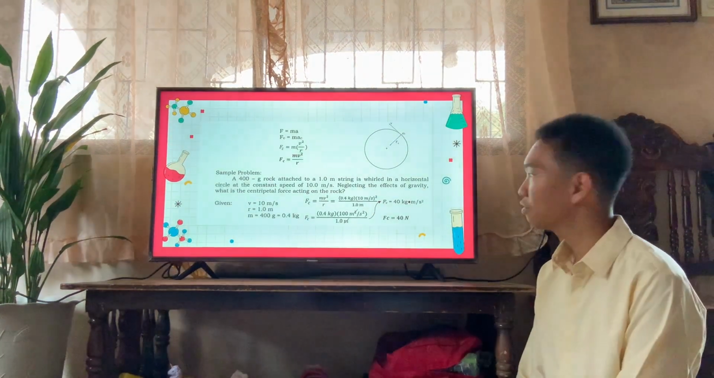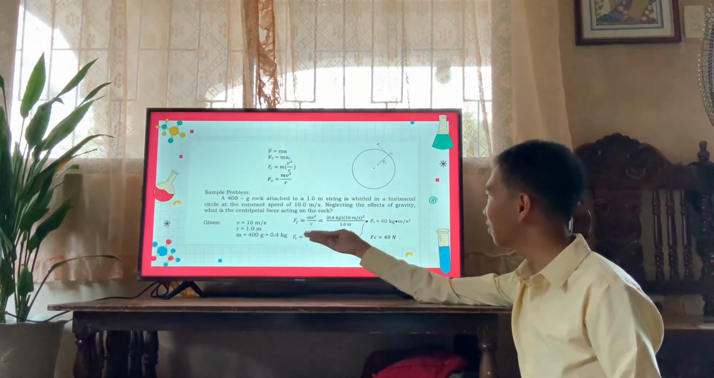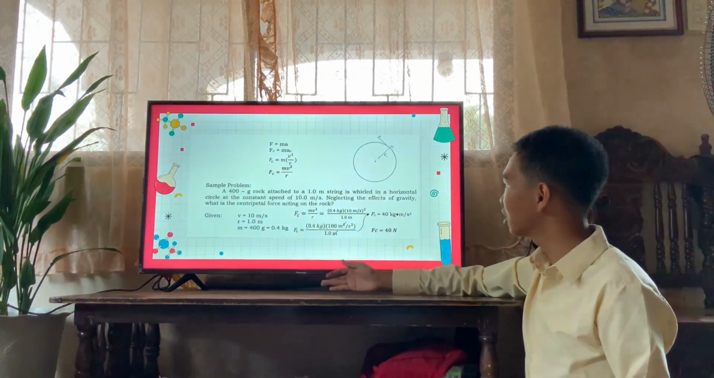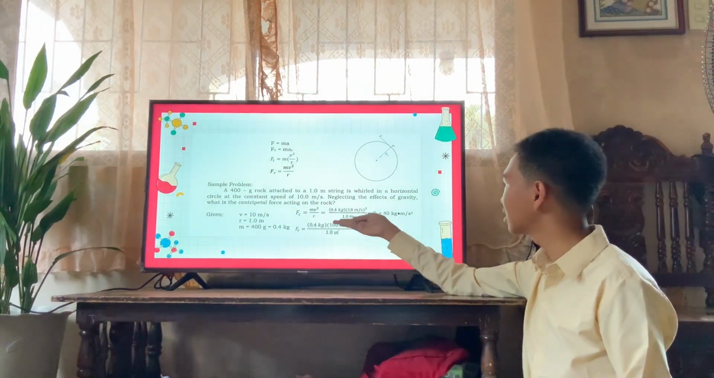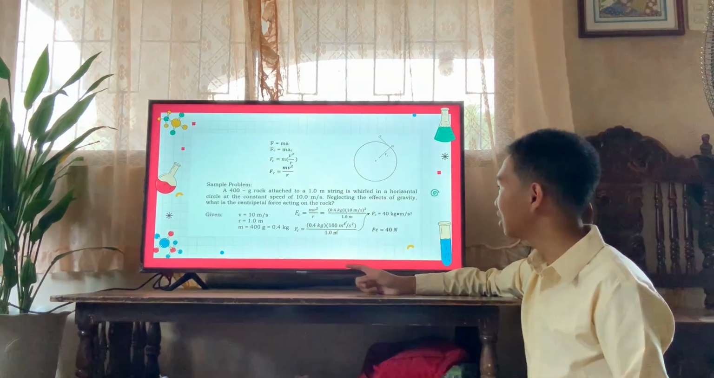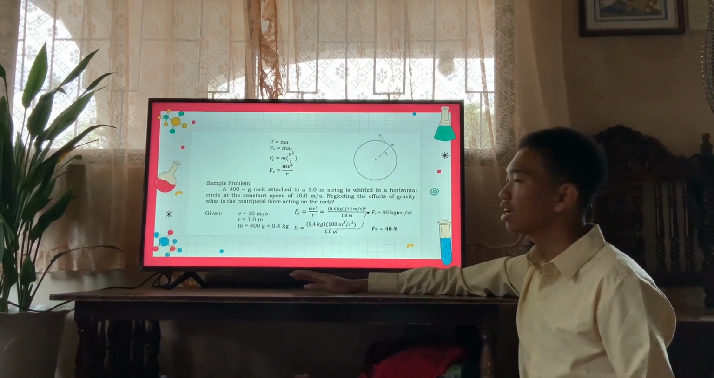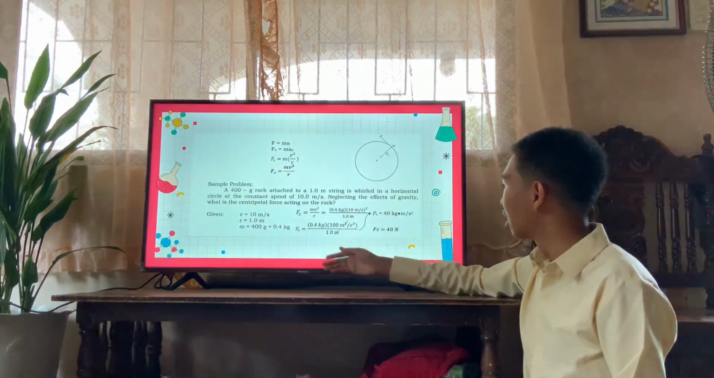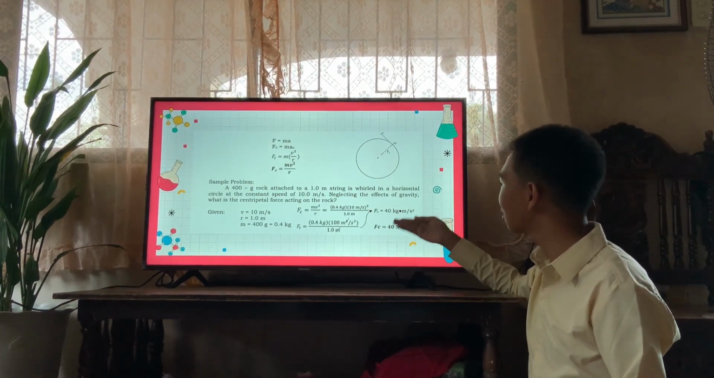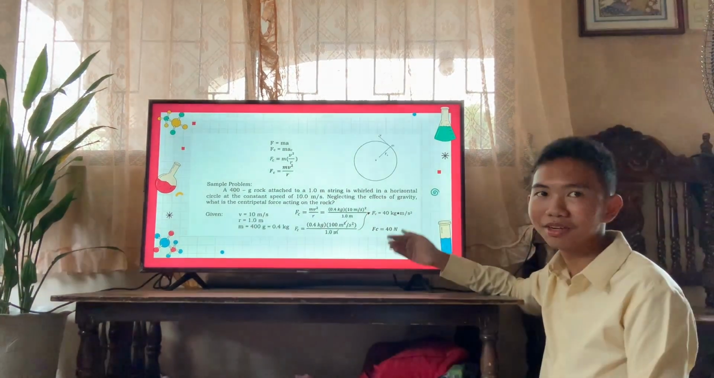To solve for centripetal force, we must use this equation. Centripetal force is equal to mass times velocity squared over radius. We just substitute the numbers so that we will have 0.4 kilograms times (10 meters per second) squared over 1 meter. And we just cancel out the 1 meter with the meters above. And after solving, our centripetal force will be 40 kilograms times meters per second squared.